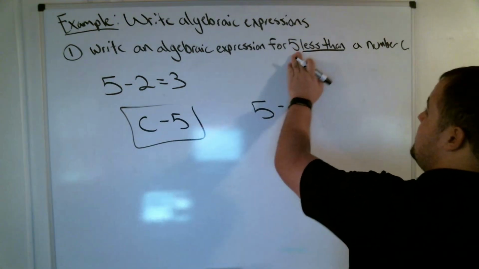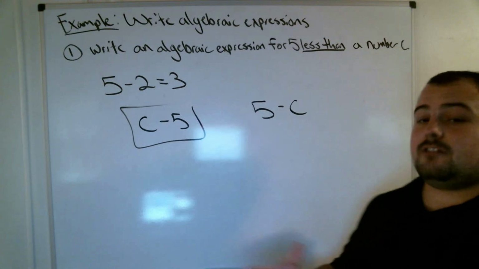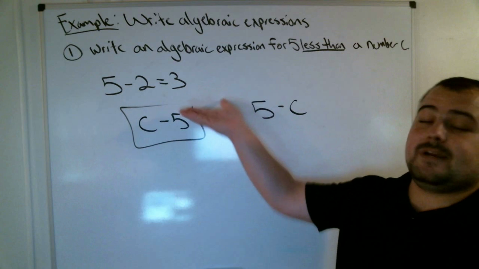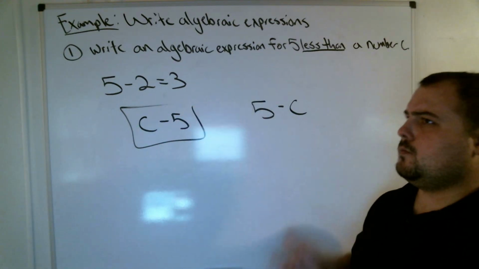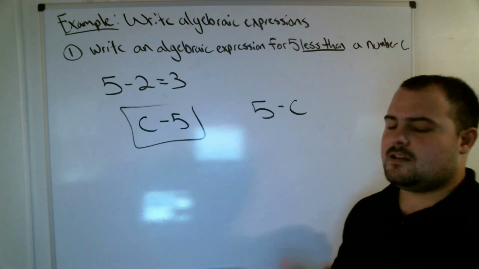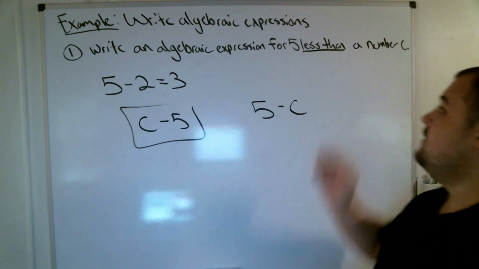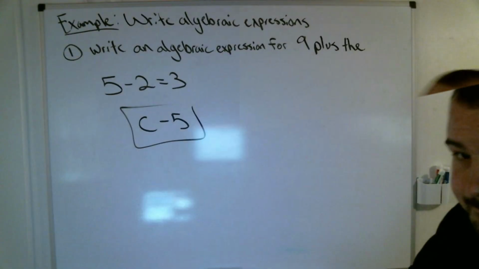So again, if you see 5 less than a number c, I like to flip it into something easy and say, what is 2 less than 5? 5 minus 2, that's 3. So 5 less than c means we probably should take the number 5 and take it away from c. 5 taken away from c.